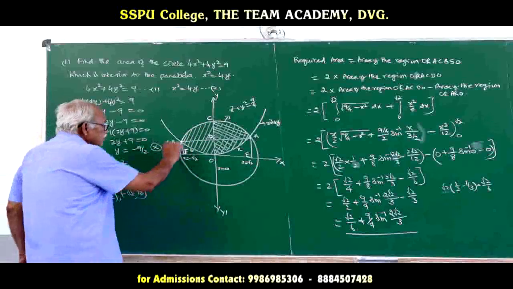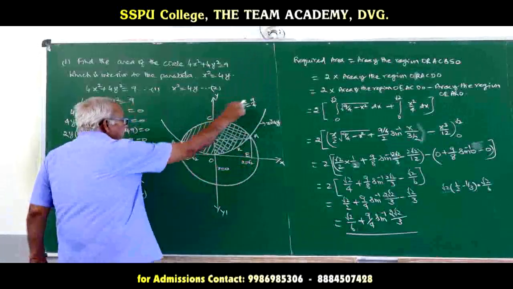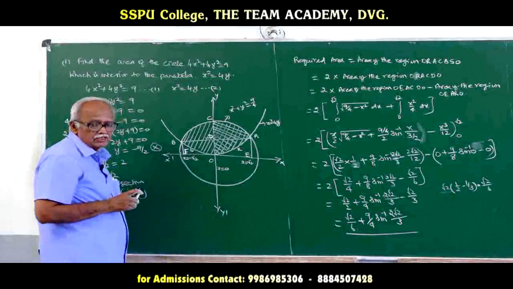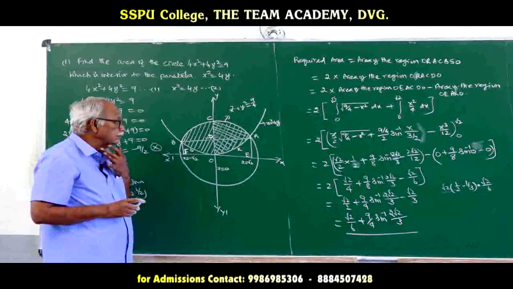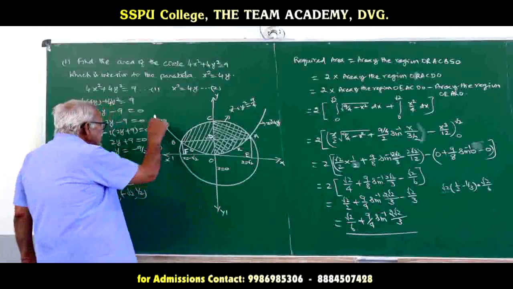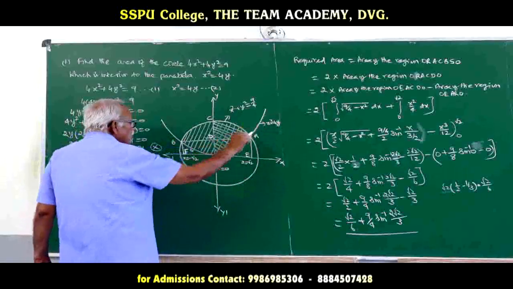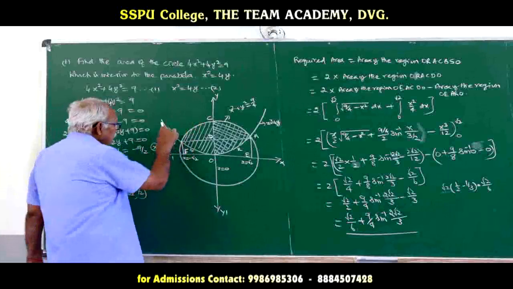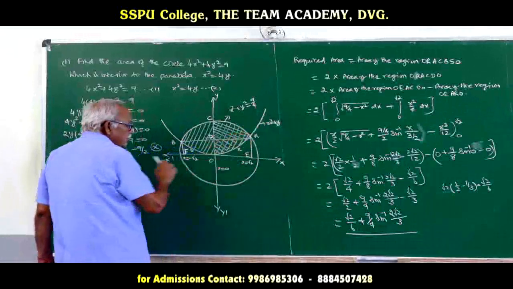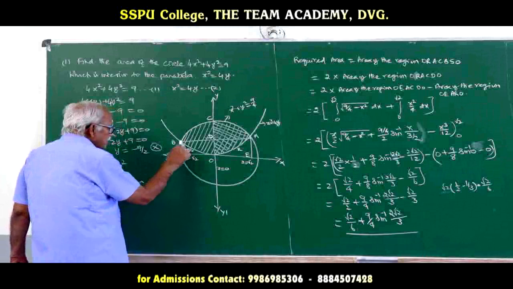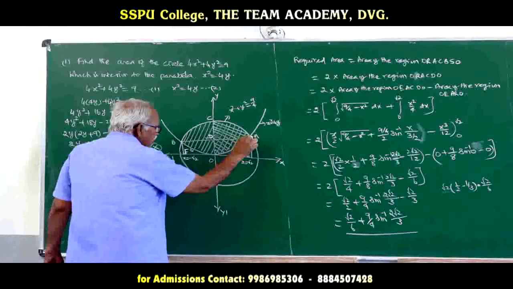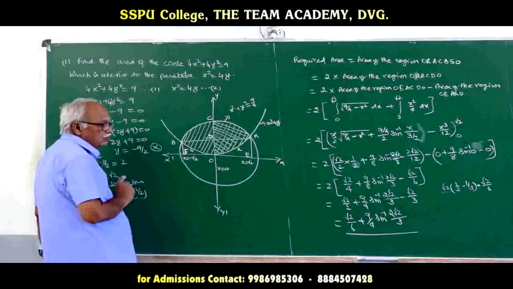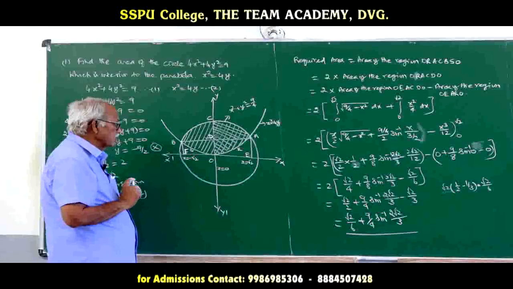The circle is x square plus y square is equal to 9 by 4. Center of the circle is 0, 0, radius is 3 by 2, and the parabola is an upward parabola passing through the origin. X square is equal to 4y, upward parabola. So, the points of intersection are root 2 comma 1 by 2 and minus root 2 comma 1 by 2. So, 2 points of intersection.